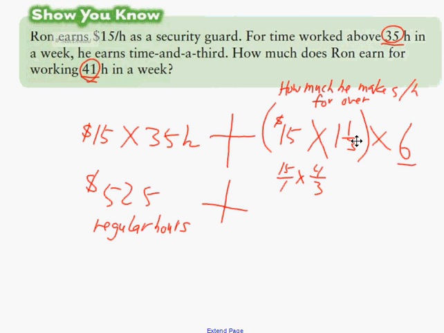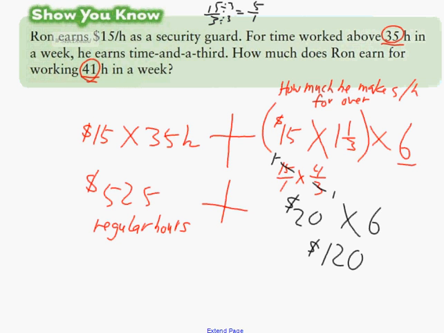If I cross-reduce that, 15 over 3, I'll do it up here. That would reduce down to 5 over 1, which would mean that he makes actually $20 an hour for every overtime hour he works, because that third of an hour is actually $5 more. And he did 6 of those hours. So he has 525, and then he has $120 in overtime wages.